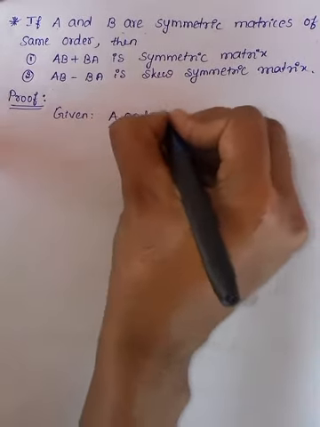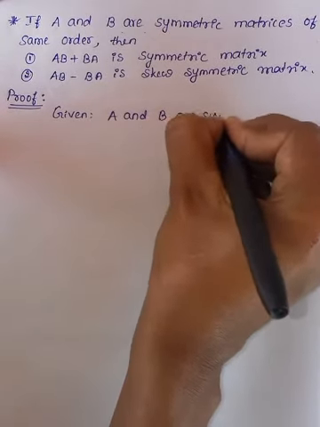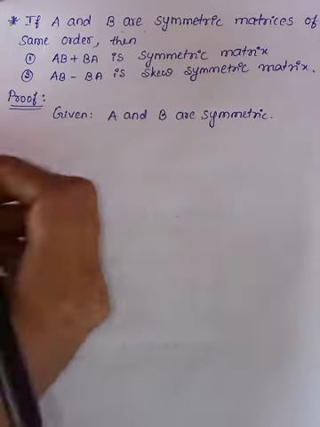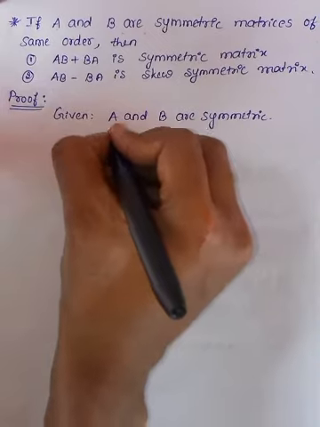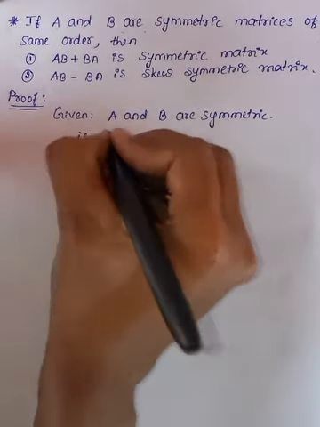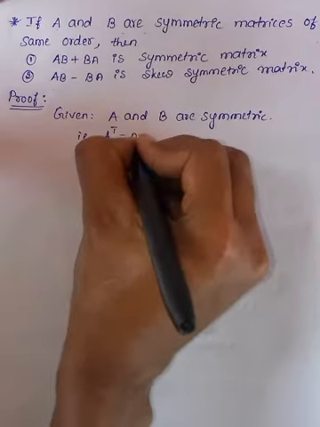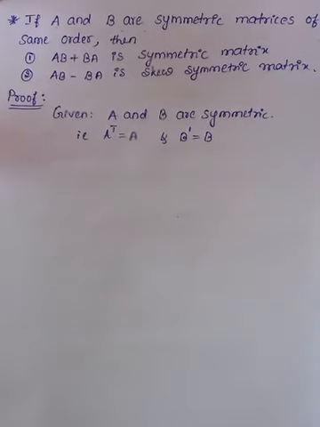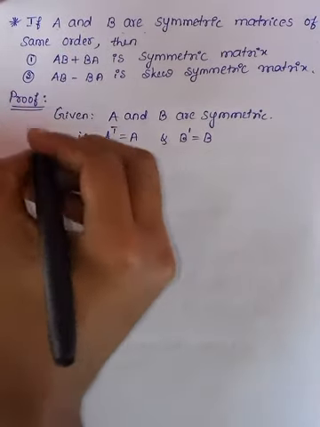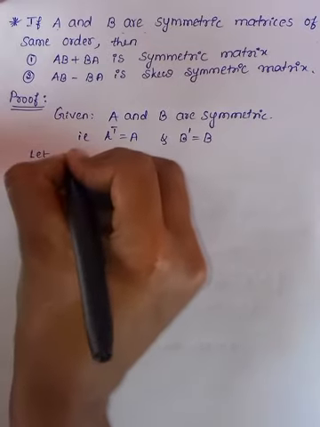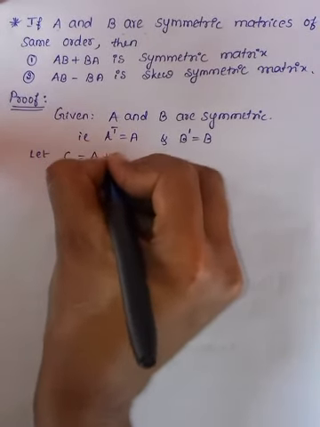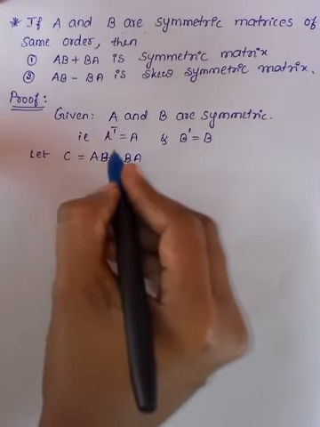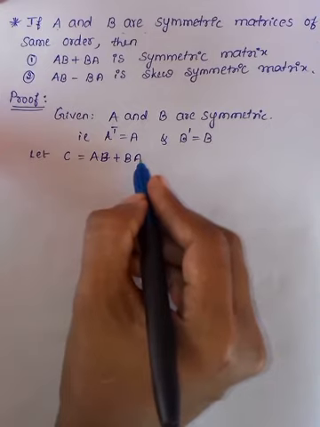Given matrices A and B are symmetric. According to the definition of symmetric matrices, A and B are symmetric means A transpose equals A and B transpose equals B. To prove the first one, let us consider matrix C equal to AB plus BA. We have to show AB plus BA is a symmetric matrix.